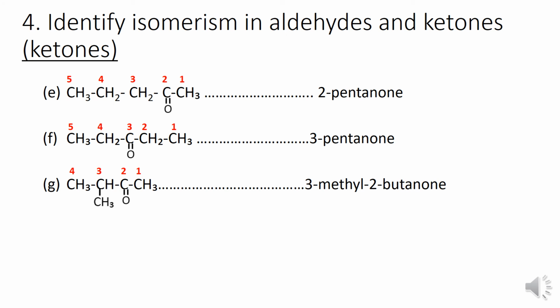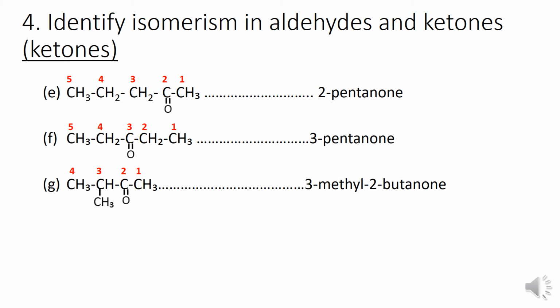First, before classifying them, let's draw the isomers of ketones. In ketones, we start with part E. The main chain consists of 5 carbon atoms. The second carbon atom has the functional group C double bond O. And we name it. We have to number first nearest to the functional group, and we name it 2-pentanone. Why 2? Because the functional group is on carbon number 2.